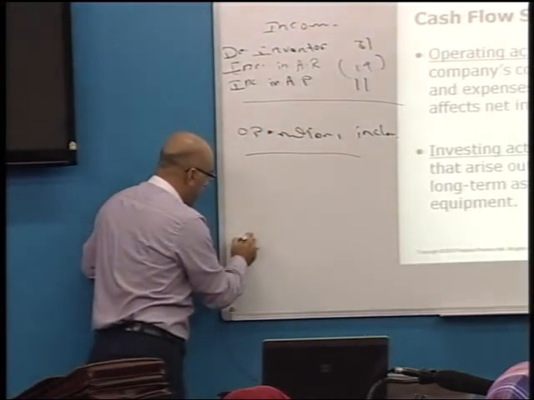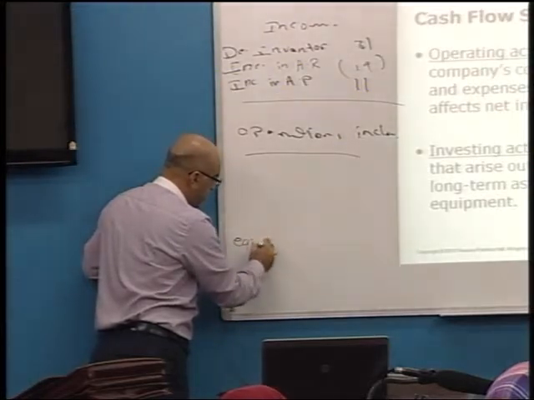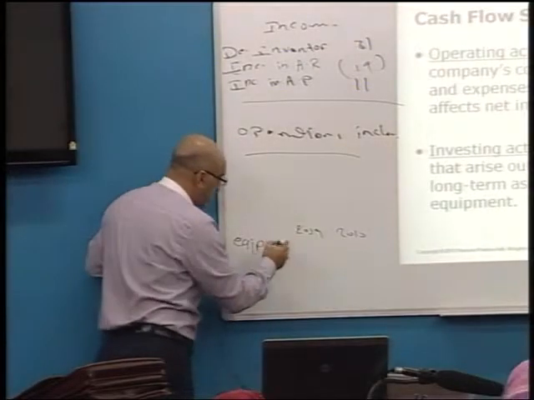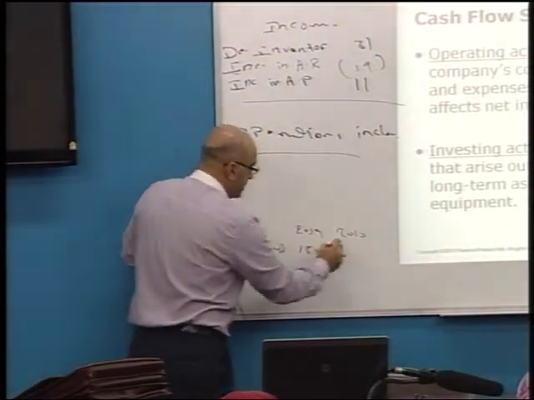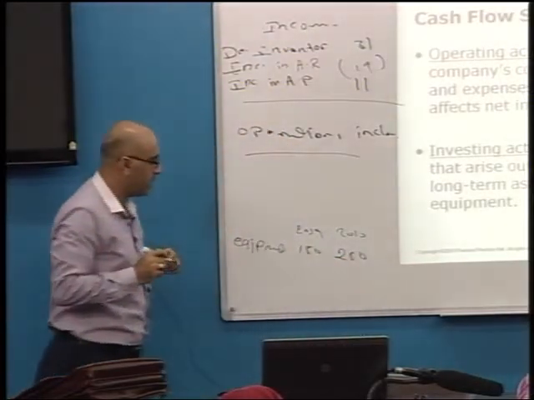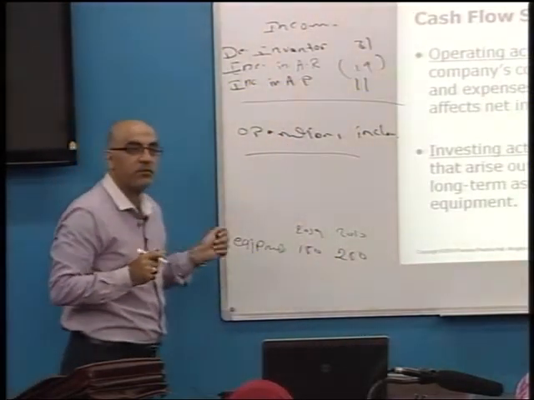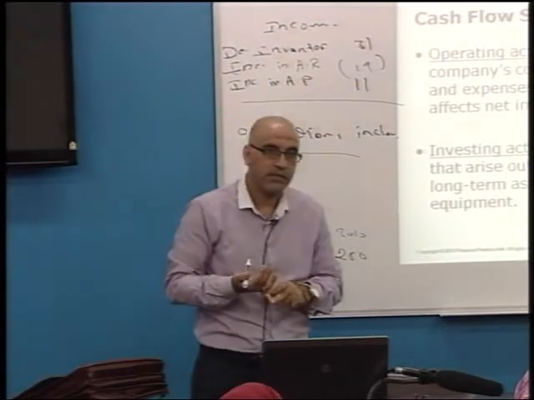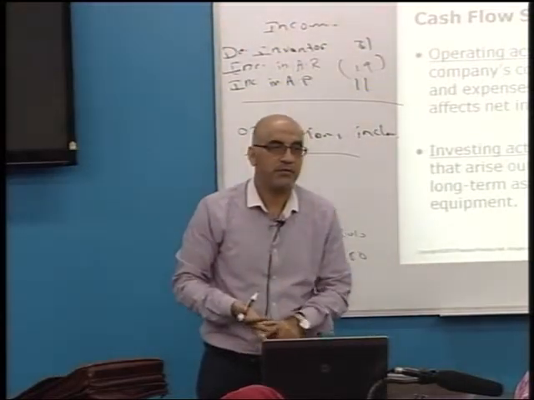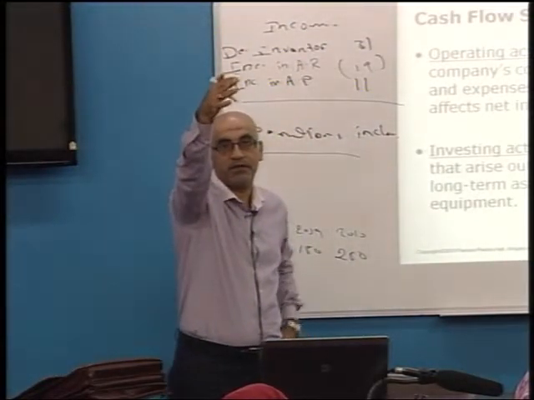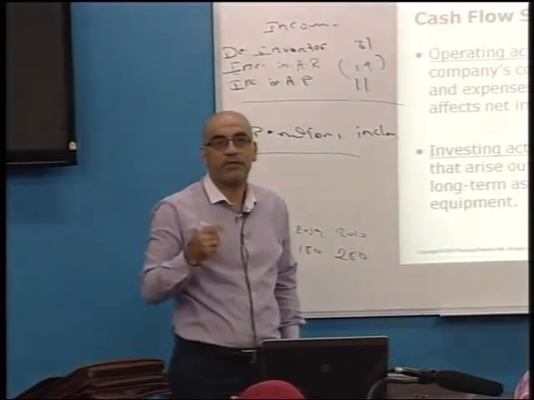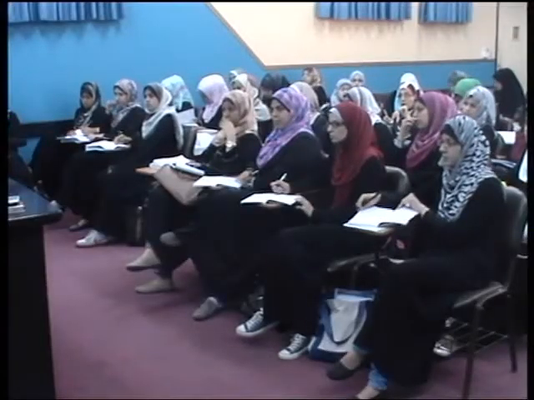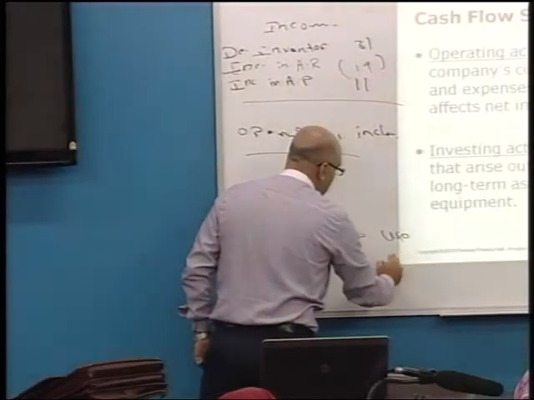We have here in equipment, 2009, 2010. It was 150, it becomes 250. So I need one guy to help me and state, is this a source or a use? Then what is the implication on cash? Okay, how much? So it is a use by 100.